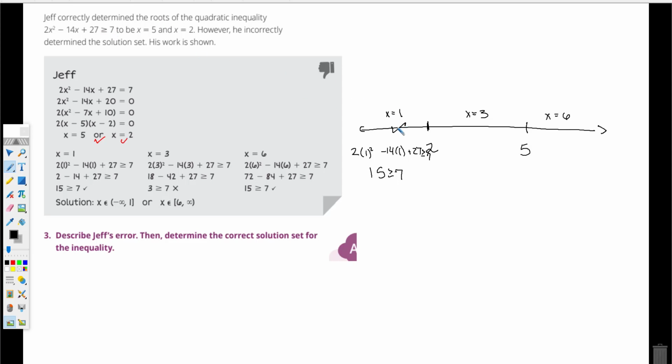And ours was an equal to up here, so this is going to be a filled-in circle here. Now I check the next section, and he correctly found the number, and found out that 3 is greater than or equal to 7, and that was false. So this section doesn't work. And then he gets to his last section, and so that stopped at 5.